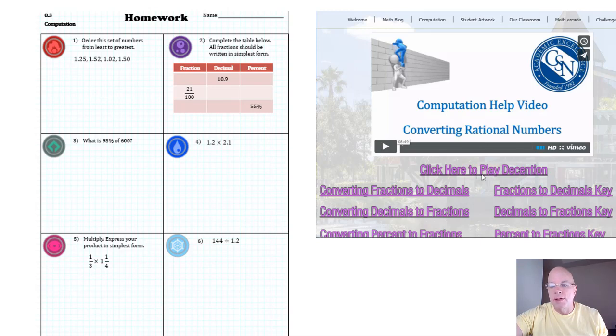This is a game to practice converting rational numbers, and then you have different practice sheets with the keys for each type of conversion, from fraction to decimal, decimal to fraction, or percent to fraction.